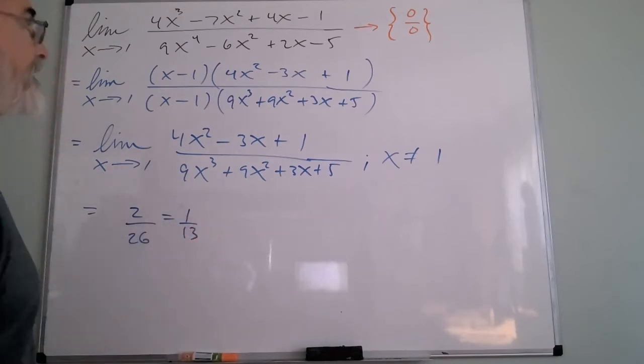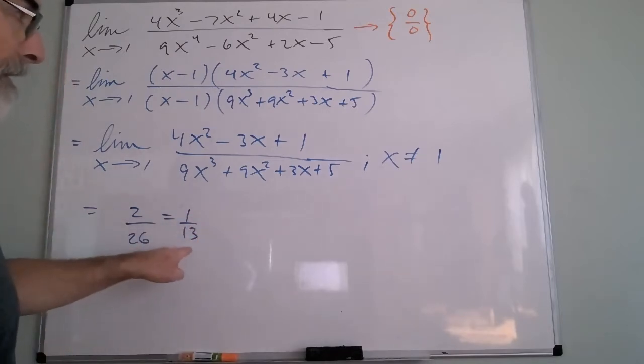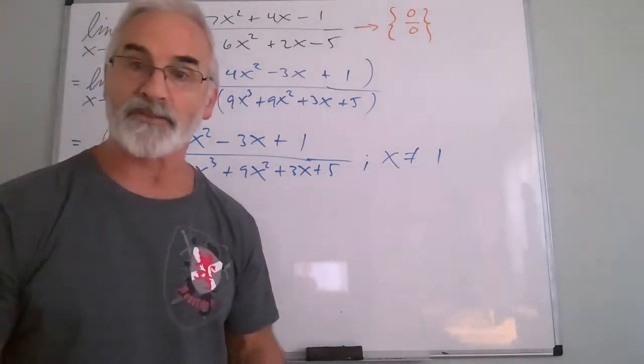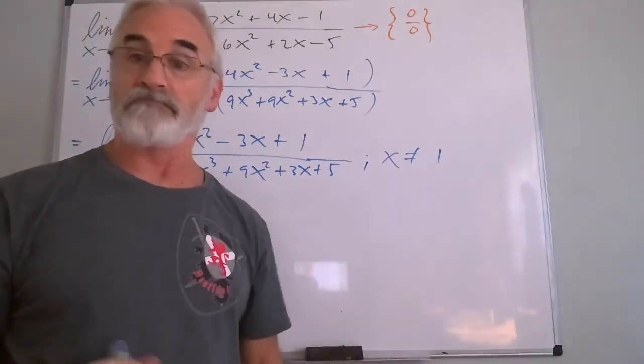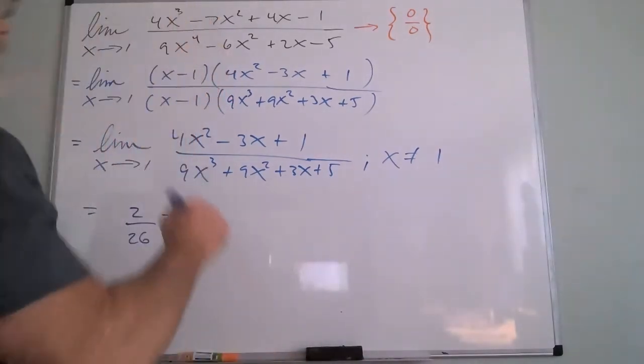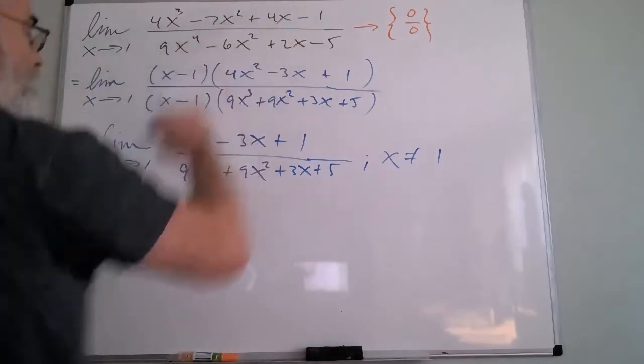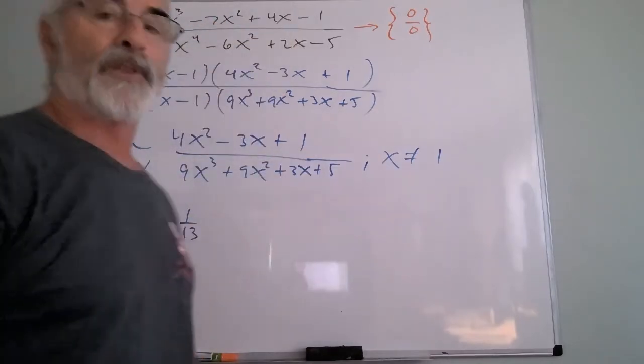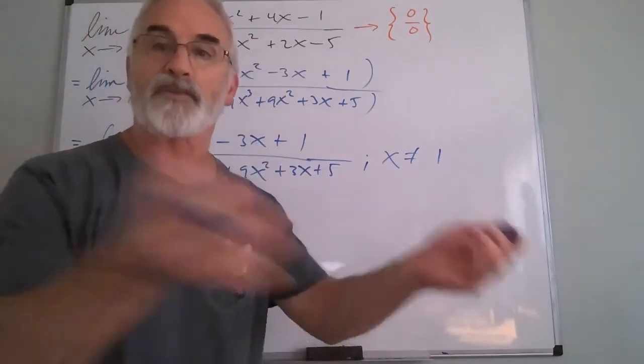That would be equivalent to saying the ordered pair 1, 1/13 is where the hole is. That's where the removable discontinuity is. That's the same thing. So I could not evaluate this one, but I could evaluate this one. So the moment you can evaluate your limit is when you evaluate.